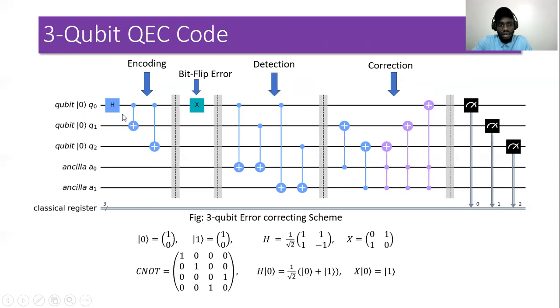Each of these symbols here are gates, and they have mathematical representation. For example, here we have a C0, which is this. And we have the H here, which is the Hadamard gate. The Hadamard gate is what is responsible for creating the superposition of a state.